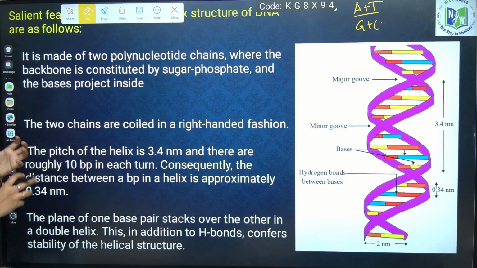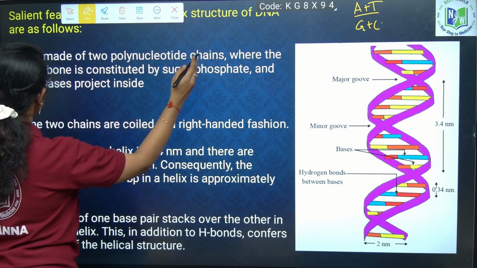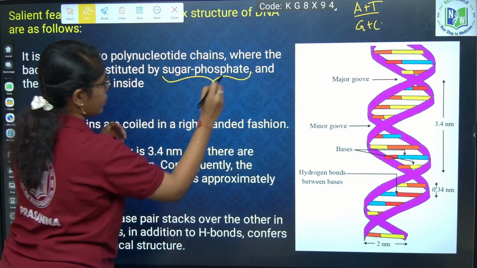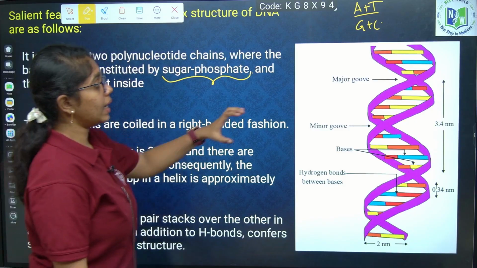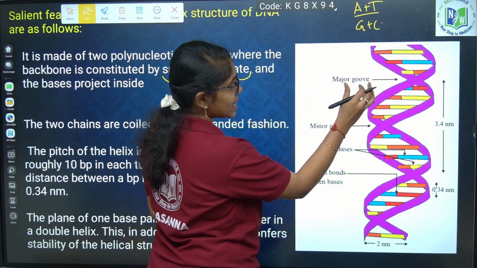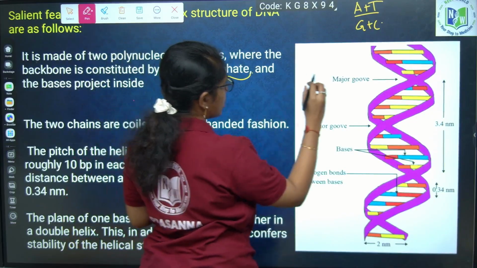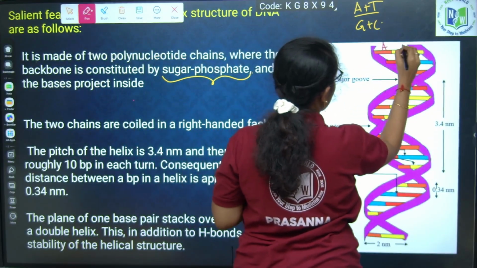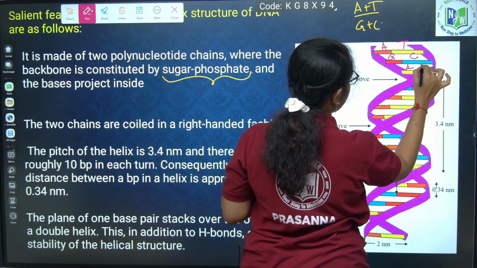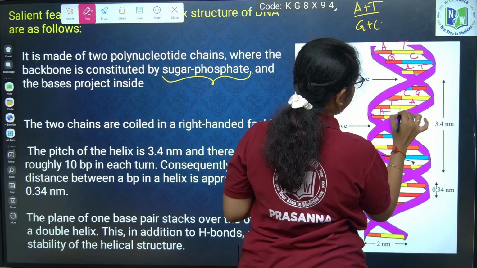It says there are two polynucleotide chains where the backbone is constituted by sugar and phosphate. In the double helical structure of DNA, at the center, as we have already discussed, the nitrogen bases are present. For example, adenine thymine, guanine cytosine, again adenine thymine, CG, TA, AT, like that.